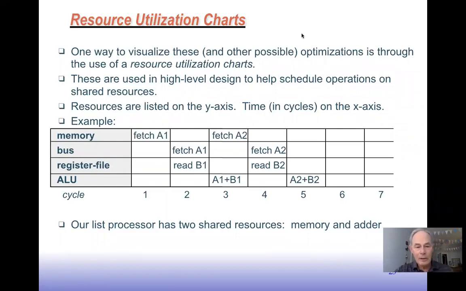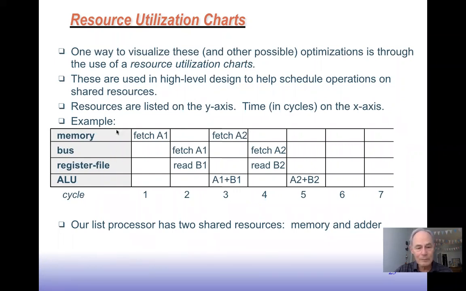of chart here. These are used in high-level design to help us schedule operations on shared resources. The resources here are blocks of hardware or things that we can use in the design. For instance, a memory block gets used, and it might get used for different purposes at different points in time. And maybe a bus, which is a connection, and a register file, ALU, for instance. The resources are listed on the y-axis, and the time in cycles is on the x-axis.